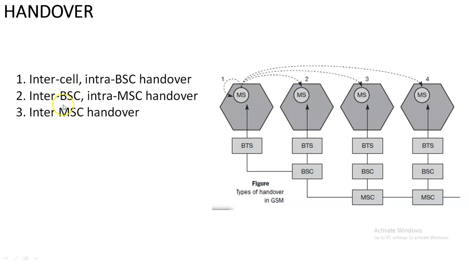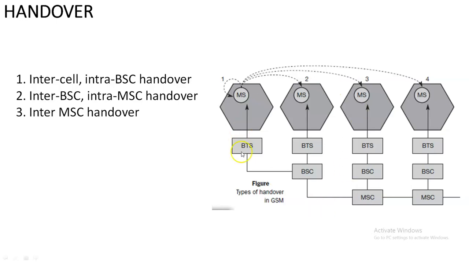The next type is inter-BSC and intra-MSC. Here the BSC itself is different. From one BSC to another BSC you are going to move, but both BSCs are controlled by the same mobile switching center, that is, the MSC. In this example, you are moving from cell 1 to cell 3. Cell 1 has a different BTS and different BSC, and cell 3 has a different BSC, but both BSCs are controlled by the same MSC. So this type is called inter-BSC and intra-MSC.